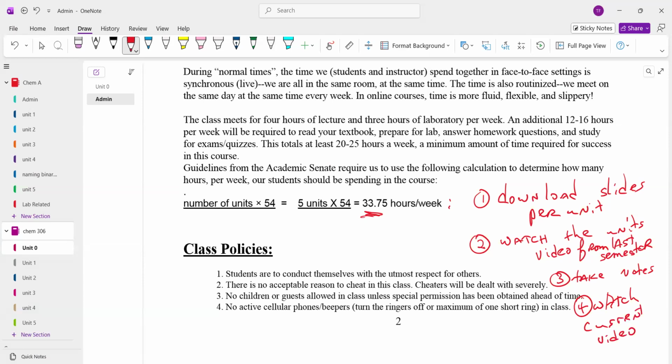And then when you watch the current lecture in person, you can refine those notes because I'll be going over the same slides, different annotation, however. Okay. All right.